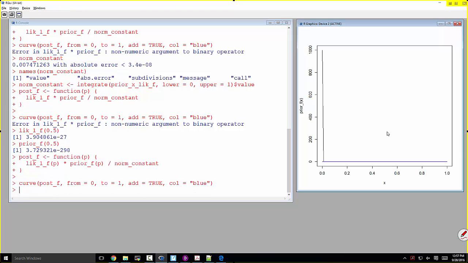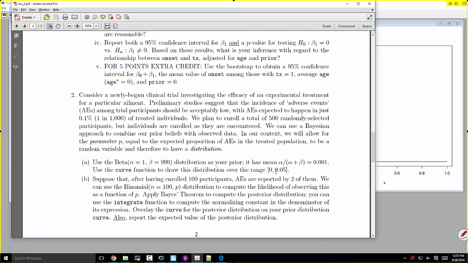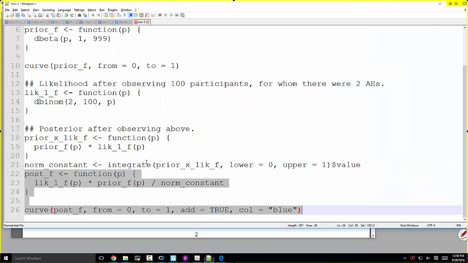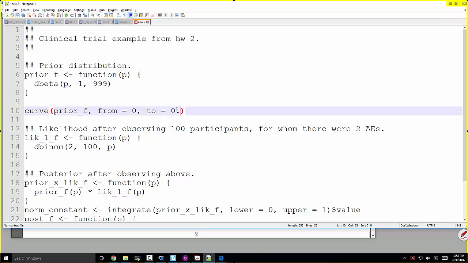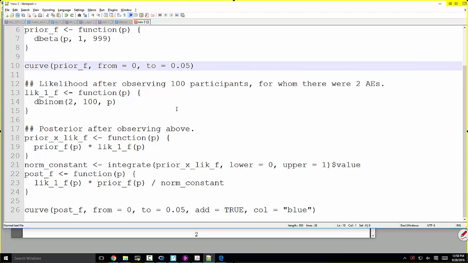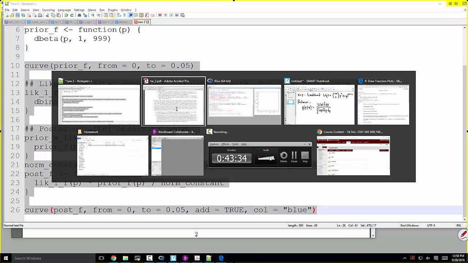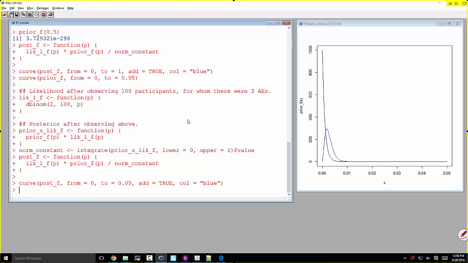And in the homework, so it did add a curve. There's a blue curve now. In the homework, I asked you to focus the picture over close to 0, because otherwise we can't see anything. So let's redo these pictures from 0 to 0.05. Just zooming in so that we can see a little better. 0 to 0.05. And let's redo this. Okay, so that one's a little easier to see.